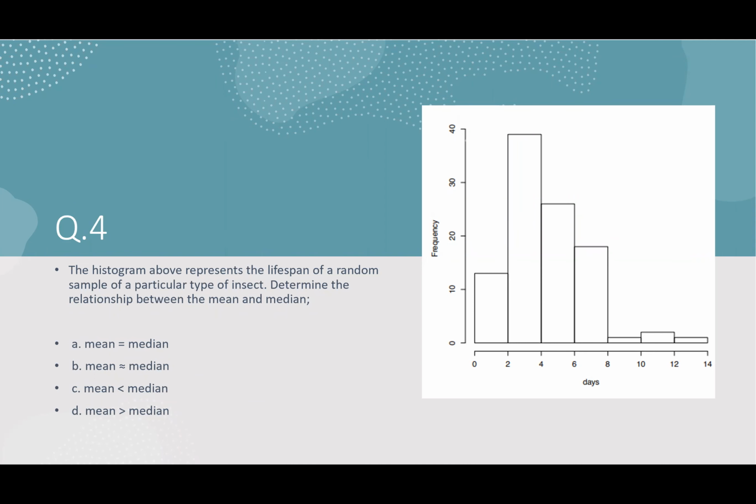The answer is D. Mean is greater than median. As we can say, what is this showing? Right side skewness or positive skewness. In the positive skewness, the median is in the middle, and we can see the days on the x-axis and frequencies on the y-axis. So mean is at the right side of the median. So it is greater than the median. The correct answer is D.